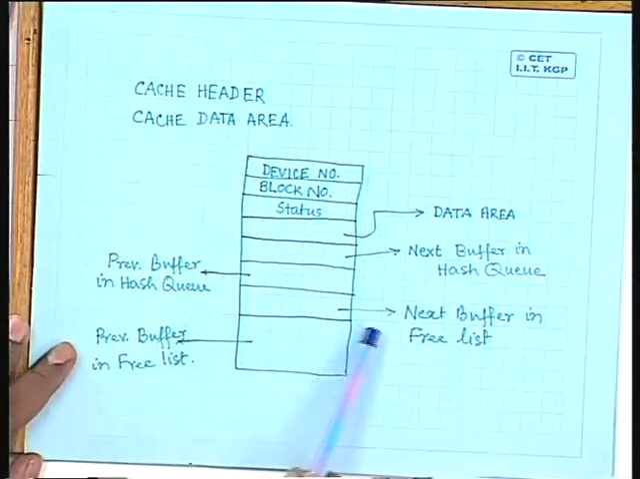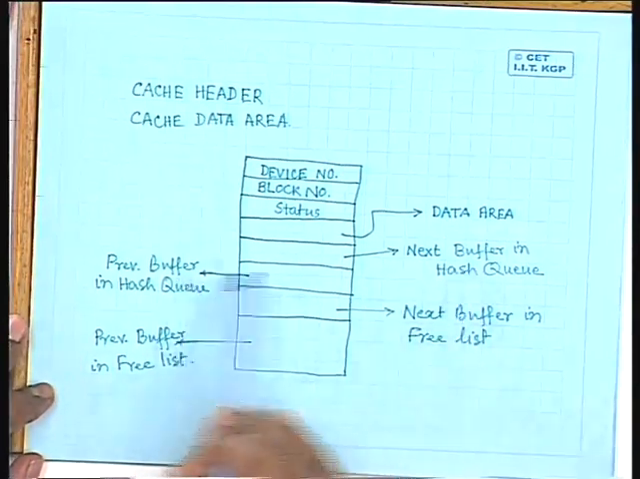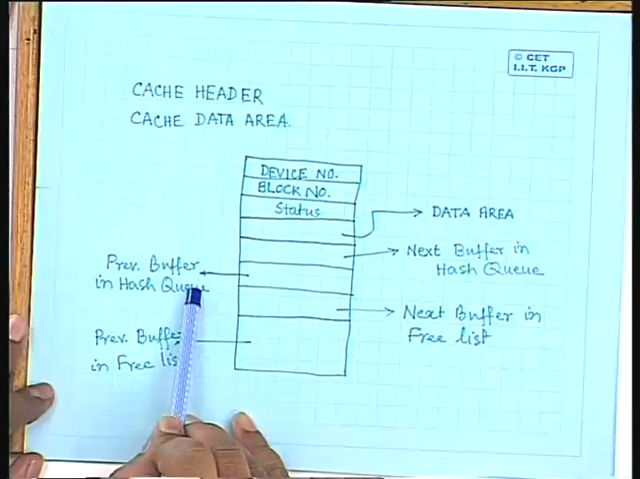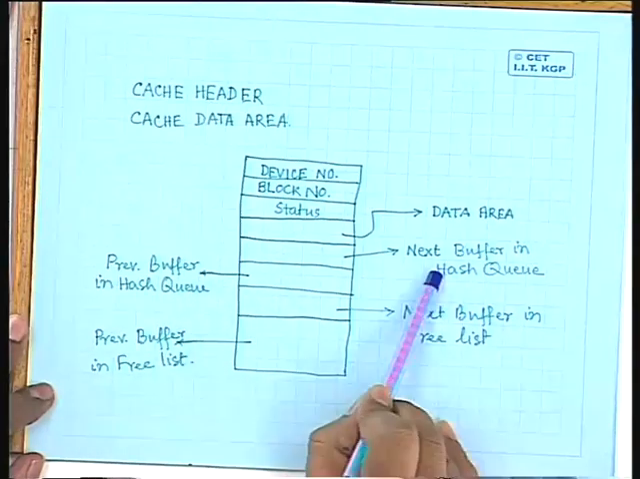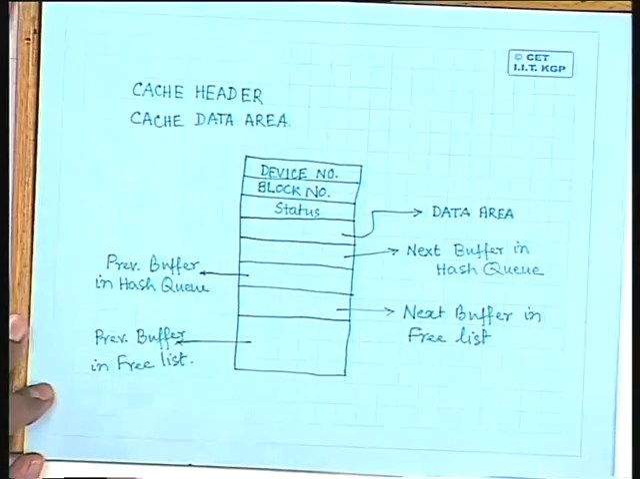Simultaneously, it will also exist in a hash queue. So we have two pointers pointing to hash queues, and these pointers will determine on which of the hash queues this buffer exists.